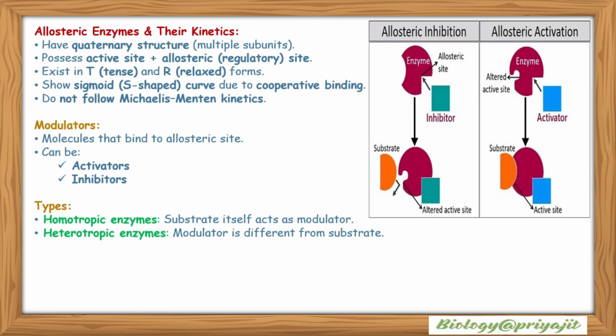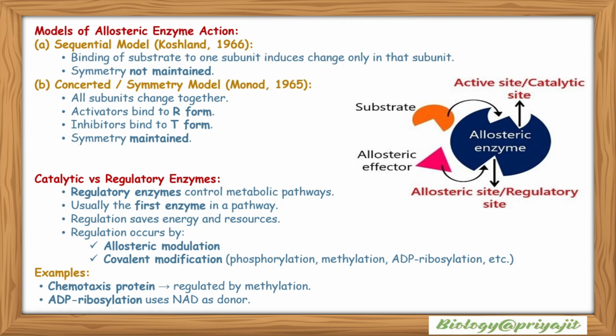So modulators are the molecules that can bind to the allosteric site and that can be either activators or inhibitors. When the substrate itself acts as a modulator, they are called homotropic enzymes, and when the modulator is different from the substrate, that is called a heterotropic enzyme. This is the image showing allosteric inhibition and allosteric activation. This is the allosteric site where an inhibitor can bind, and this is the allosteric site where an activator can bind. Models of allosteric enzyme action.